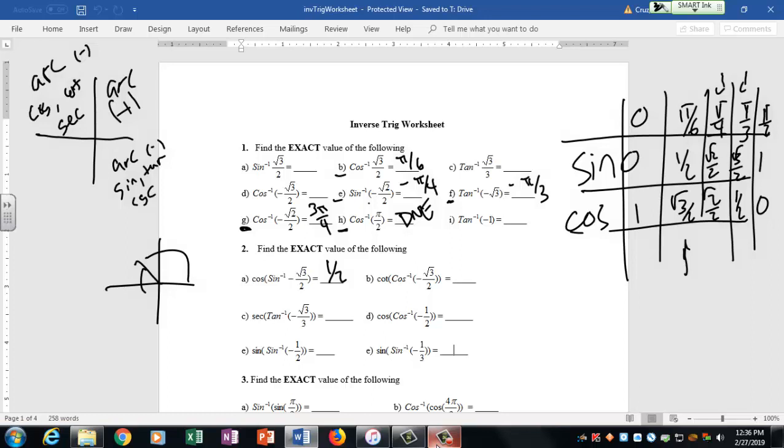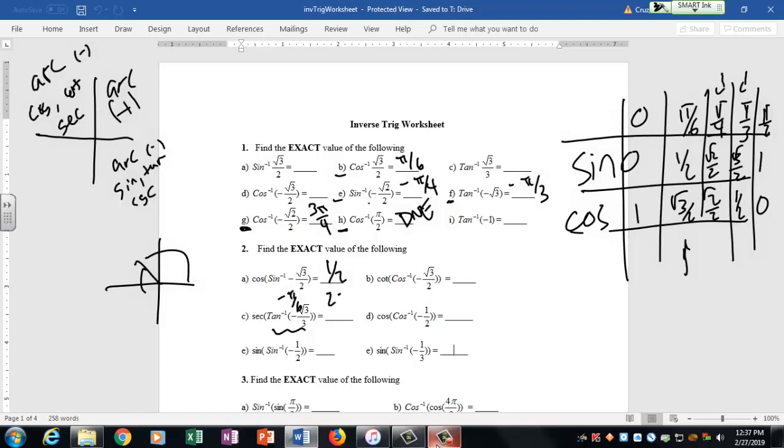When is tangent equal to the square root of 3 over 3? Well, that's at pi over 6. And then it's got to be negative, so it's got to be in negative pi over 6. So this portion of it is negative pi over 6. And now you're finding the secant of negative pi over 6. As a reminder, secant is 1 over cosine. At pi over 6, cosine is square root of 3 over 2. So 1 over that would be 2 square roots of 3 over 3.